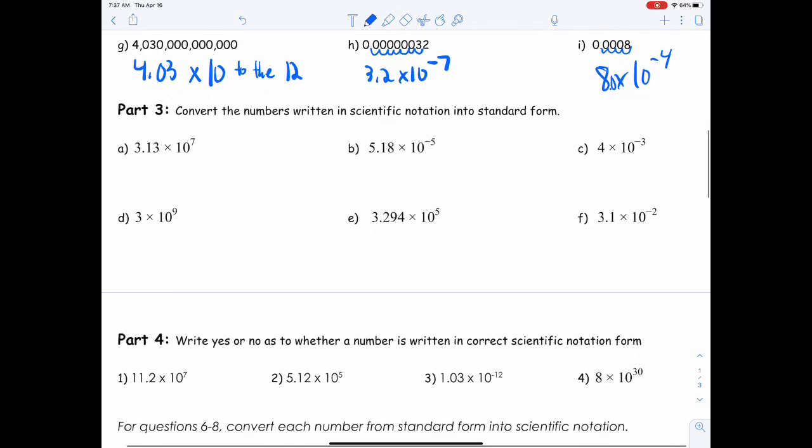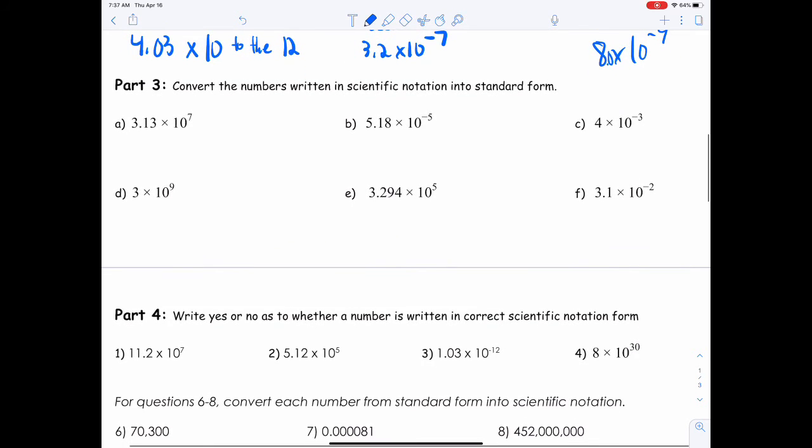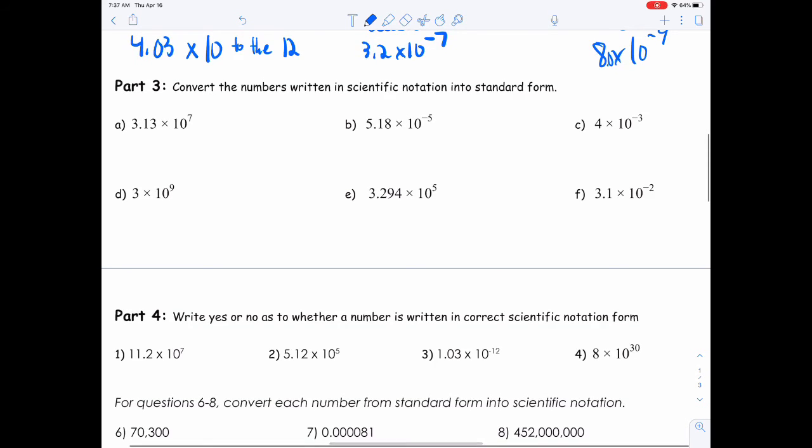All right. Part 3 here. Convert the numbers written in scientific notation into standard form. So what's different about these? Well, in these, we have the scientific notation. We want to make it look how we're normally used to seeing numbers. So let's give it a shot. I like to rewrite these. 3.13 times 10 to the 7th. Then I also like to ask myself, is this going to be a big number or a small number? Well, to figure that out, I look at the exponent. That tells you it's positive. It's going to be a big number.